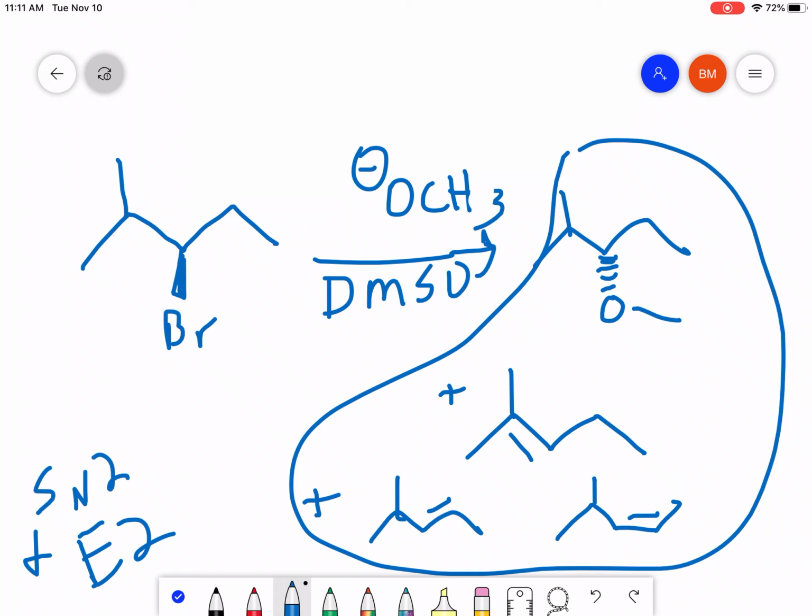Now, here's a question. What would have happened instead of using sodium methoxide if I had used sodium tert-butoxide? Well, of course, you're absolutely right. In that case, we would have only gotten E2. But since we used a non-bulky species, we get both of them here.